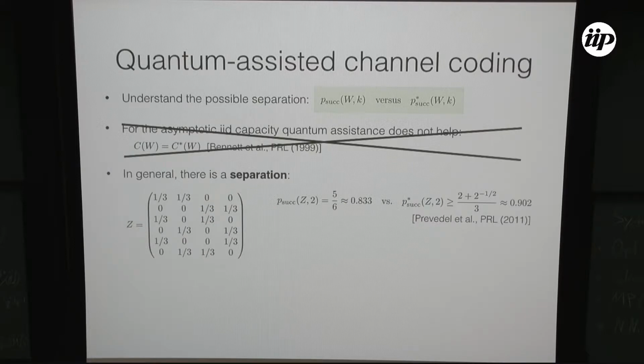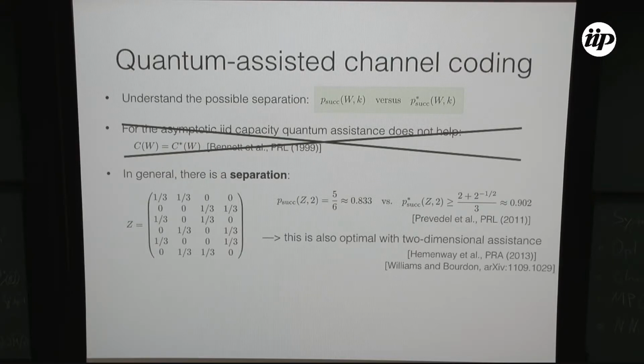For this example, we can compute p. It's given by 5/6, but then some other people came up with a quantum-assisted strategy that actually beats this p. So this is for sending 1 bit over this channel, and p star is actually larger. There's some strict gap. And then in some other papers, it was also shown that this gap, sorry, there's a question. Yes, please. Yes, this strategy is simple, yes.